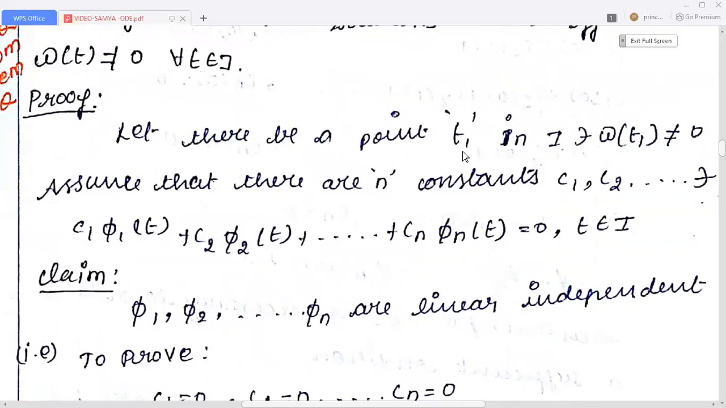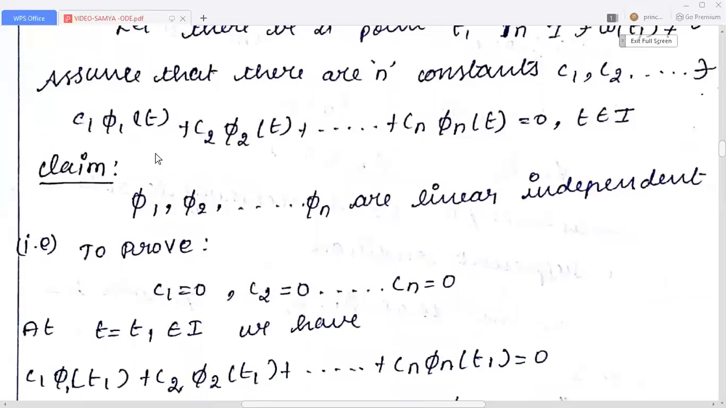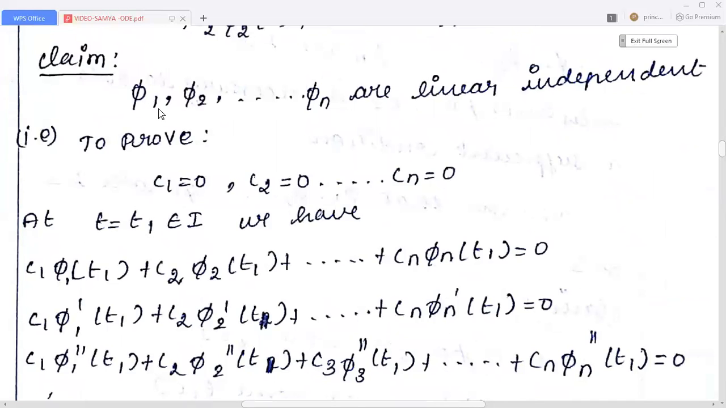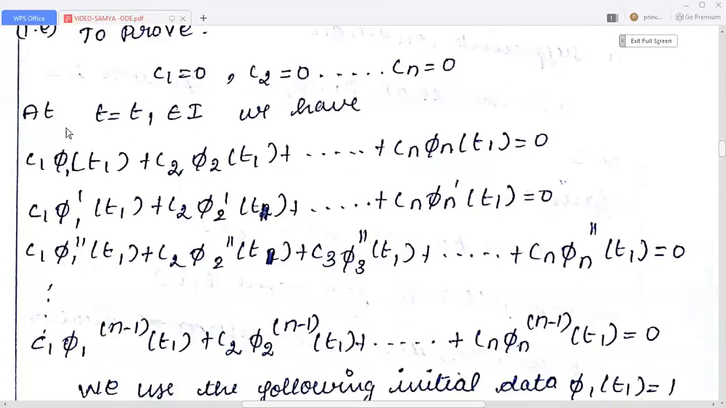Let there be a point T1 in the interval I such that Wronskian of T1 not equal to 0. Assume that there are n constants C1, C2, C3, etc. Cn such that C1 phi 1 plus C2 phi 2 plus etc. Cn phi n equal to 0. Claim. So here we prove that all the functions phi 1, phi 2, phi 3 are linearly independent. That means in the linear combination, we prove all the constant values are 0. That is to prove C1 equal to 0, C2 equal to 0, etc. Cn equal to 0.